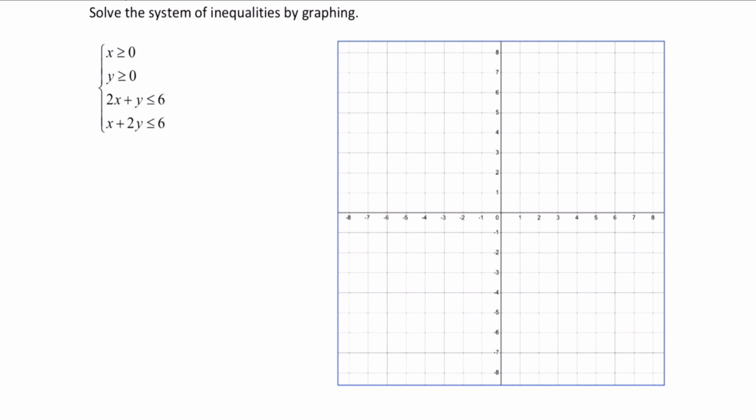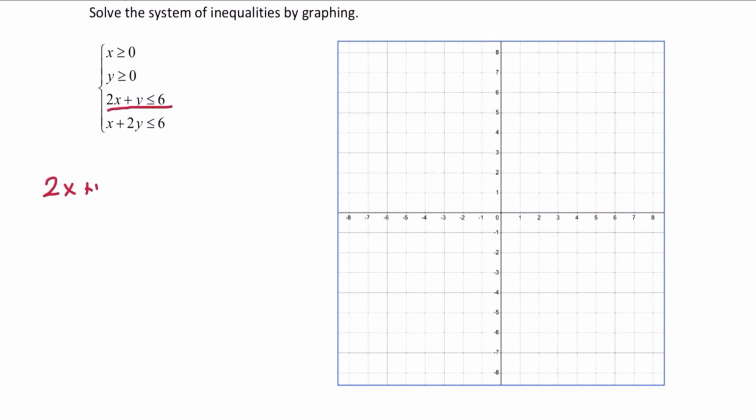Let's use a graph to solve this system of inequalities. Notice that the first two inequalities, x greater than or equal to 0 and y greater than or equal to 0, are really just restricting the graph to quadrant 1. So the third inequality we can actually sketch.